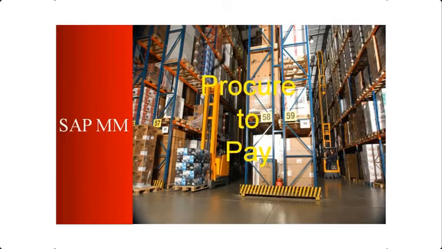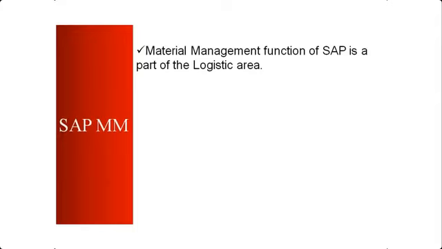A little bit of introduction I give you about SAP MM. SAP MM, which is called the material management function, is a part of the logistics area. So SAP MM is also a part of SAP logistics. It is one of the important modules in SAP ERP software, and the MM application module supports the procurement and inventory functions occurring in day-to-day business operations. This is basically a core module of SAP.